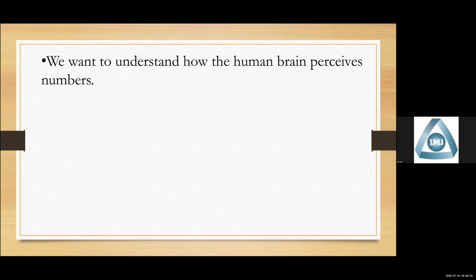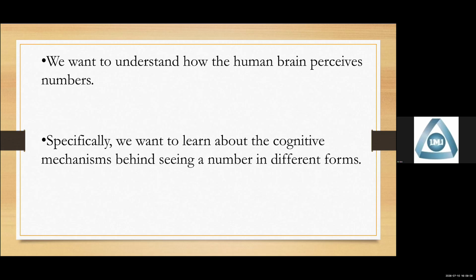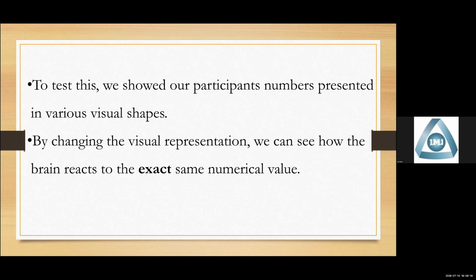We want to understand how a human brain perceives numbers. Specifically, we want to learn about the cognitive mechanism behind seeing numbers in different forms. To test this, we showed our participants numbers presented in various visual shapes. By changing the visual representation, we can see how the brain reacts to the exact same numerical value.